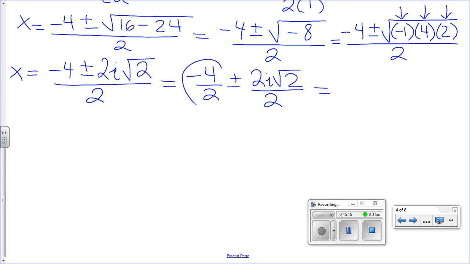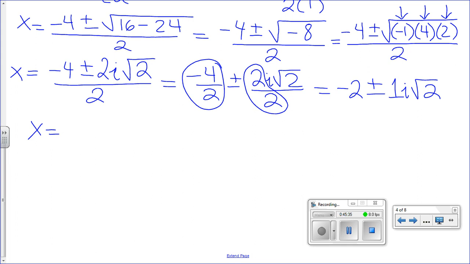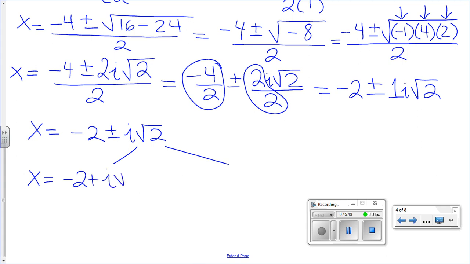Now here we know that negative 4 divided by 2 is equal to negative 2. And here we're only going to divide 2 over 2, and that is equal to 1. So 1 times i square root of 2. Now that 1 is not really necessary. I could simply write negative 2 plus minus i square root of 2. But remember, from here, we're actually getting 2 zeros. One will be x is equal to negative 2 plus i square root of 2. And the other one is x is equal to negative 2 minus i square root of 2.